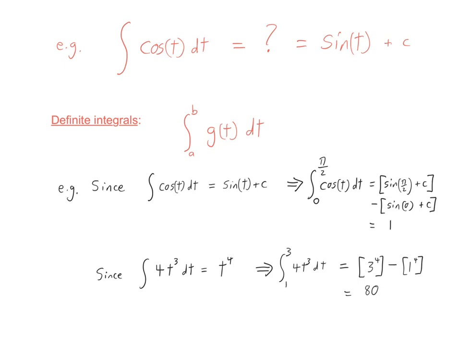Then I plug in, replace the t here by the upper limit. So I'm going to replace the t by 3. That will give me 3 to the fourth power. Then I go to the lower limit here and I replace t by that. That will give me 1 to the fourth, and I subtract them.